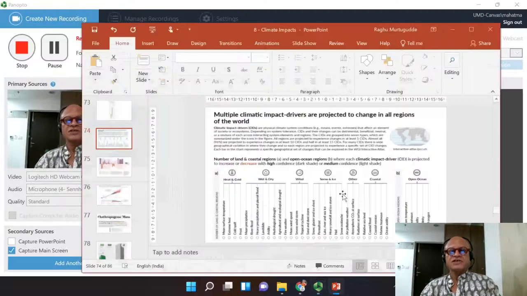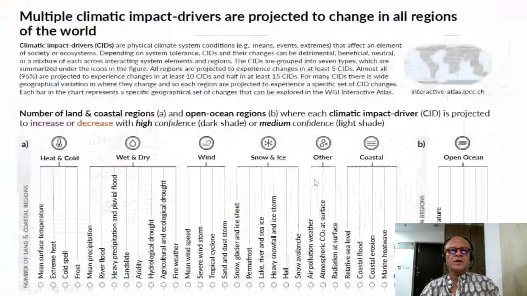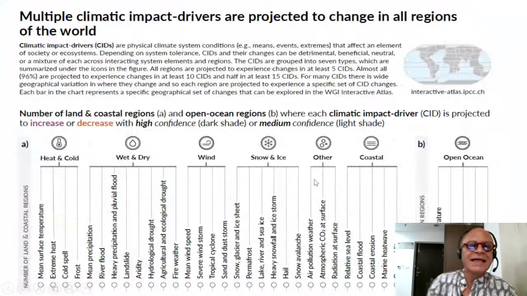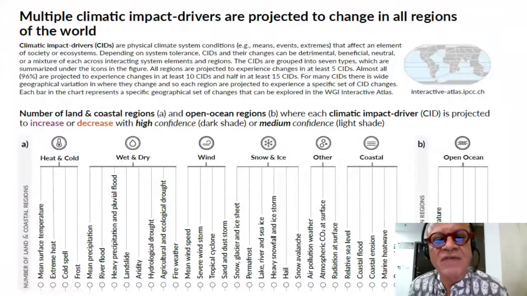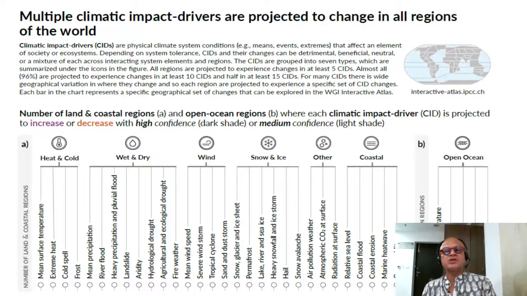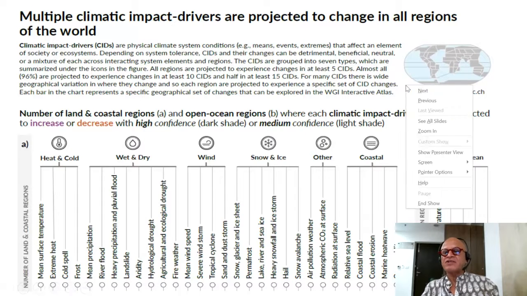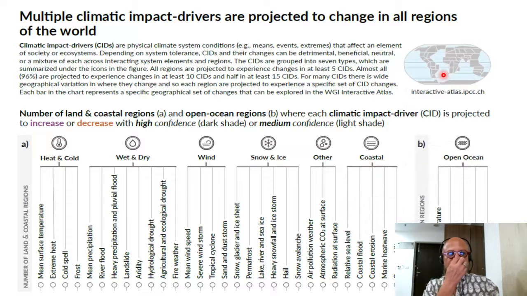So AR6 has created this metric called multiple climatic impact drivers and how they are projected to change in all the regions of the world. So they have an interactive map on the IPCC site that you can visit.